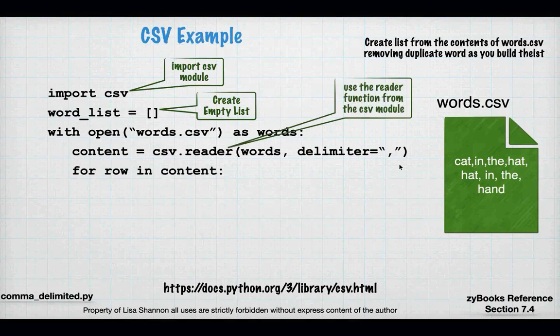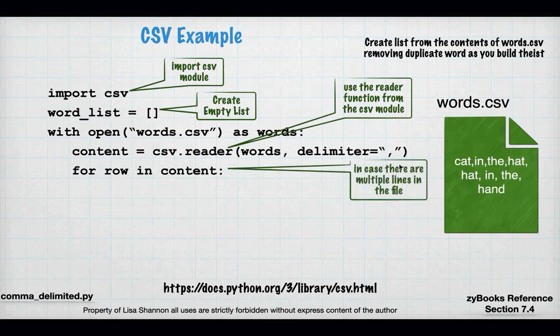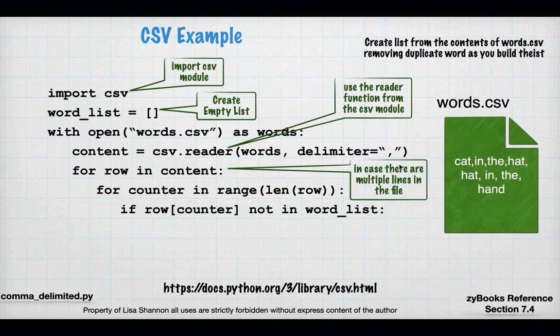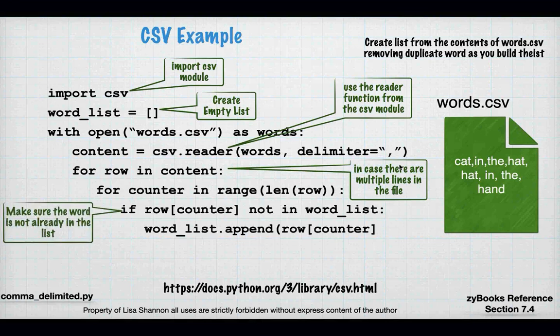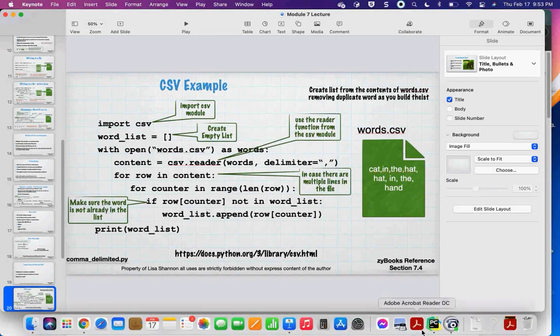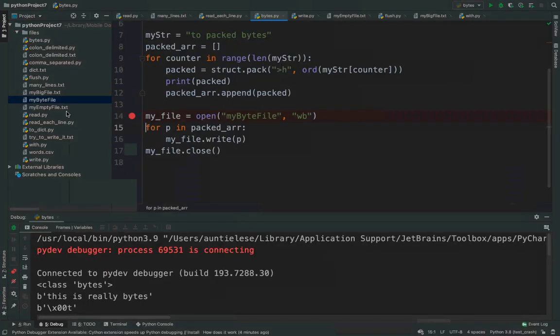And then I can basically go through the content. I'm going to go through the content, in case there are multiple lines in the file. And I'm going to say for counter in range length of whatever's in the content. And then if the value row of counter is not already in the word list, then I'll put it in the word list. And then I'm done.